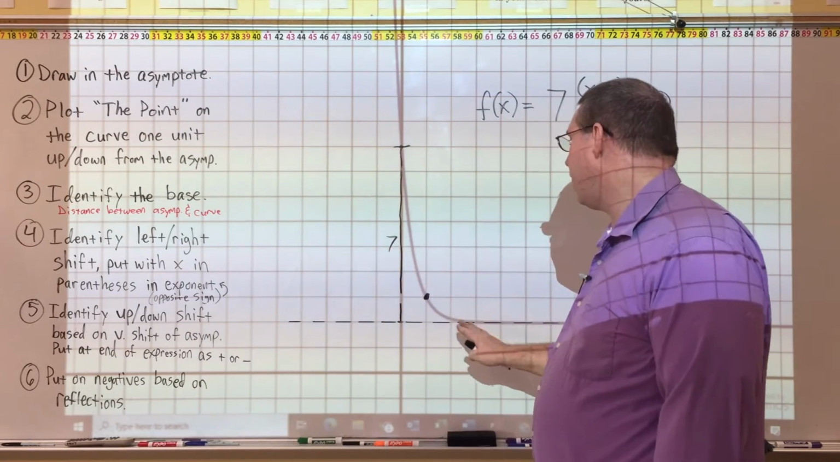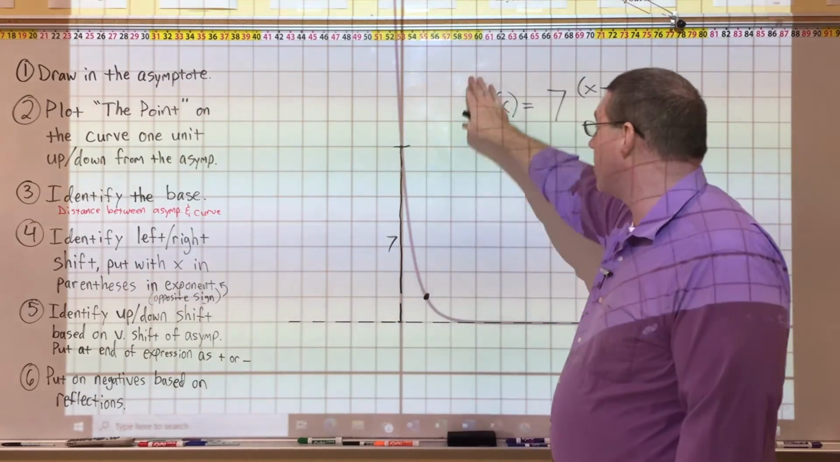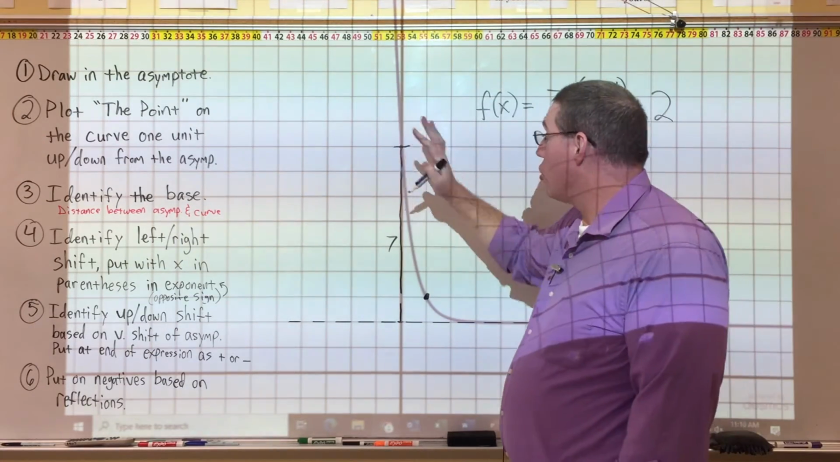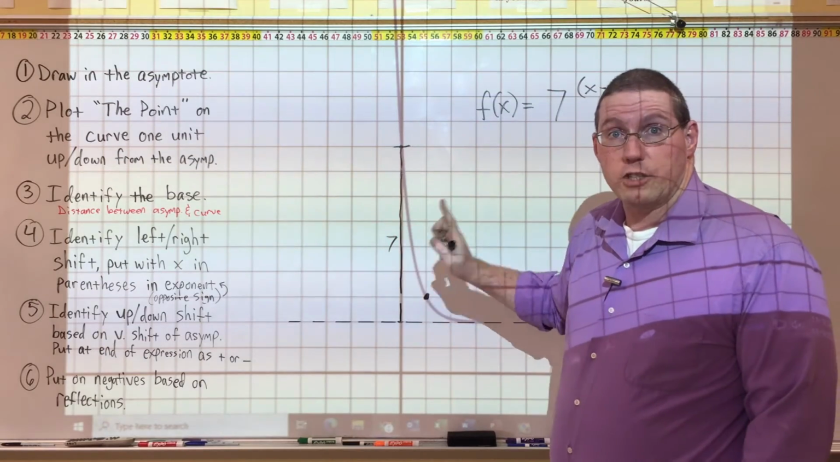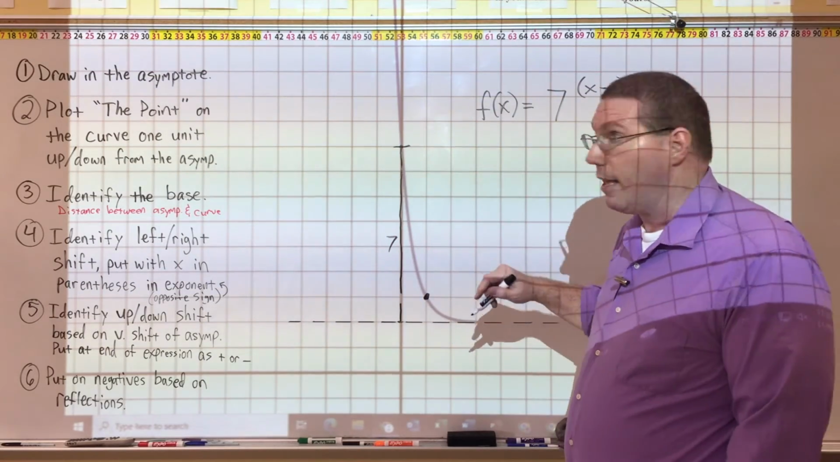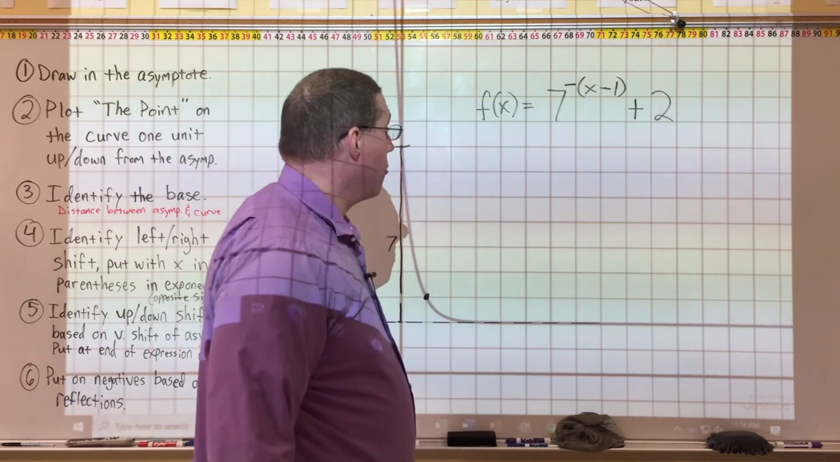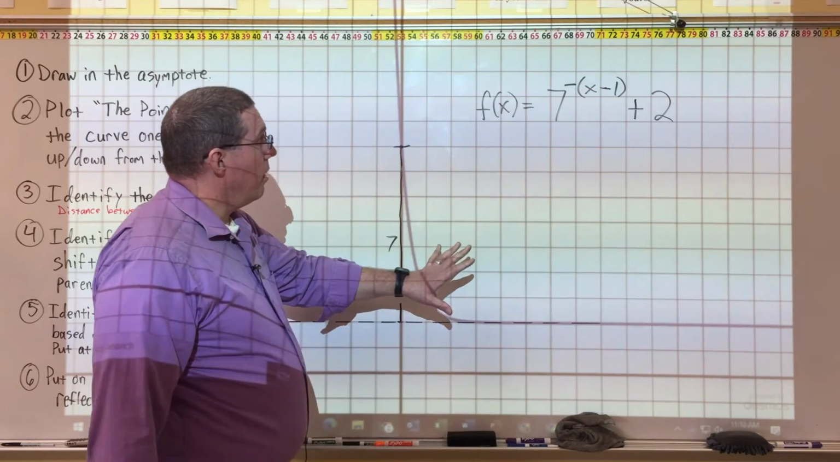But instead of being flat to the left and steep to the right, this one is flat to the right and steep to the left. So we know that this is a backwards reflection. That means we put a negative on the exponent. So in front of the parenthesis, we put a negative there. And so therefore, this curve is the equation.